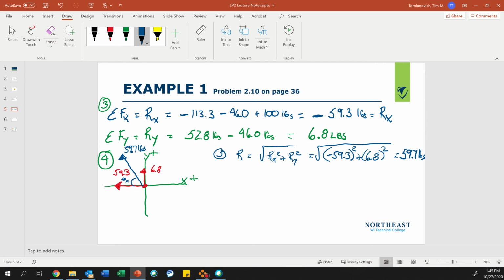All right, so now, step 6, we need to find theta x, because we know if we make a right triangle, opposite over adjacent, because this is also 6.8, I take the inverse tangent of ry over rx, and that equals the inverse tangent of, so ry is 6.8 divided by 59.3. So make sure you do that in parentheses first. 6.8 divided by 59.3, and I take the inverse tangent, and it's 6.5 degrees.